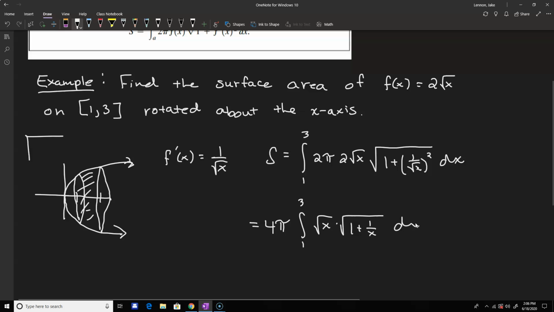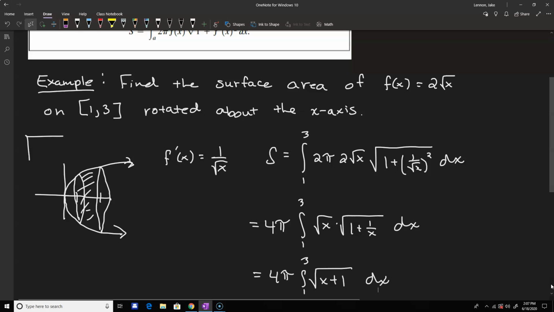So we can actually combine those by multiplying inside the square root, and if you distribute the x through, you're going to get x plus 1. So this is actually just 4 pi integral from 1 to 3 of the square root of x plus 1 dx. Remember, if you have the square root of a times the square root of b, that's the same as the square root of ab, so that's not a problem there.